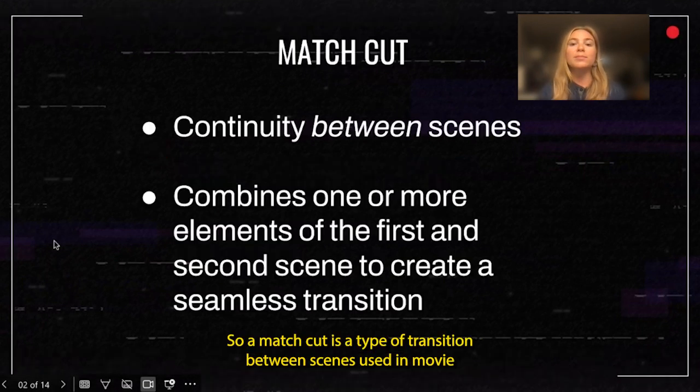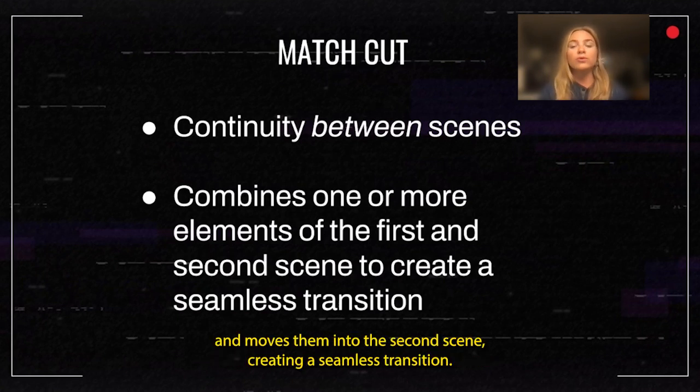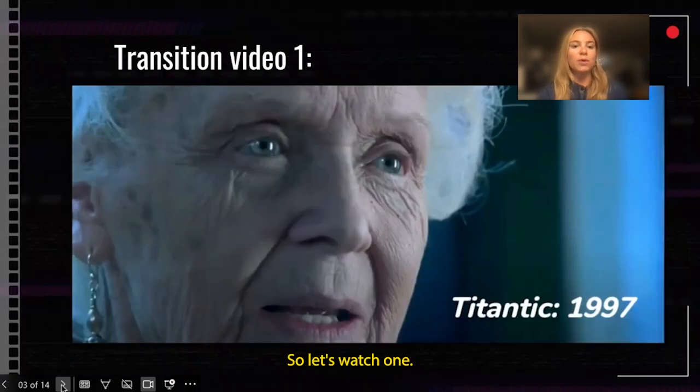So a match cut is a type of transition between scenes used in movie or television. It combines one or more elements from the first scene and moves them into the second scene, creating a seamless transition. So let's watch one and see what we notice.